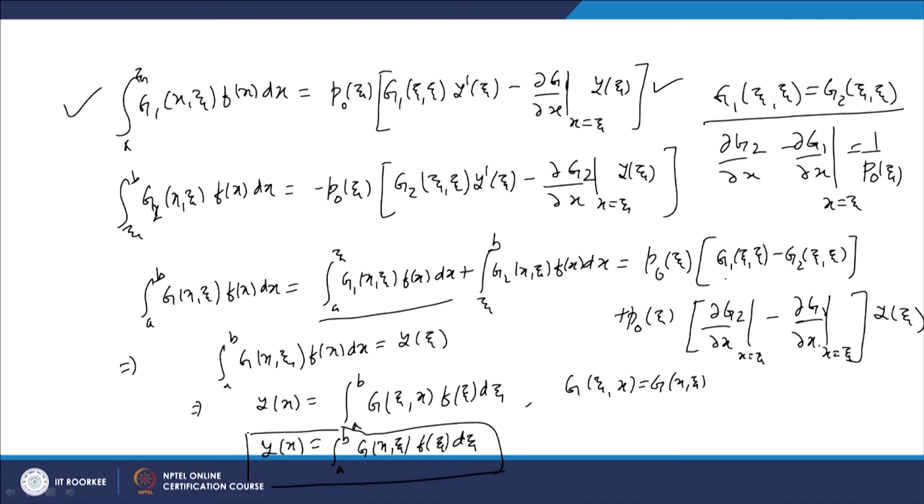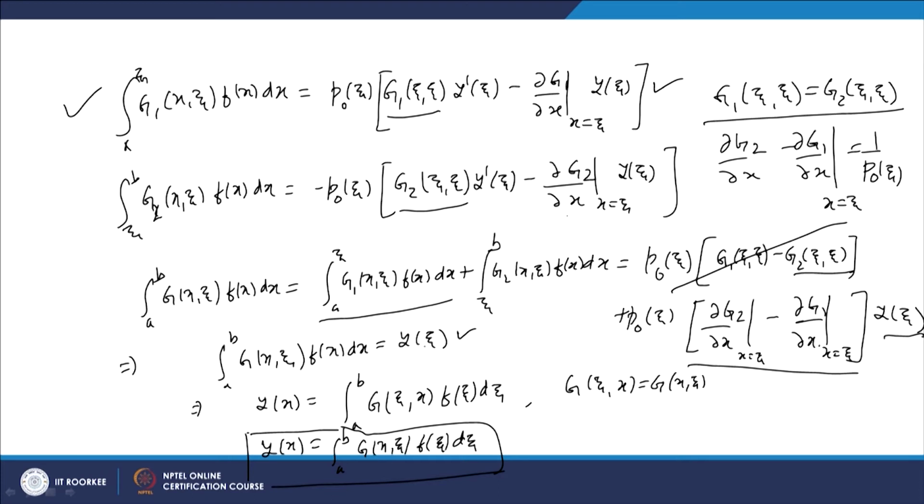So for p0(xi), let us first use g1(xi, xi) minus g2(xi, xi), plus if you multiply here, then p0(xi) times [∂g2/∂x at x equal to xi minus ∂g1/∂x at x equal to xi] into y of xi. Now because of continuity this part is 0, and because of the jump discontinuity this part is going to be 1 upon p0(xi). So 1 upon p0(xi) and p0(xi) will cancel out, and we have only y(xi). So it means that the integral from a to b of g(x, xi) f(x) dx equals y of xi.